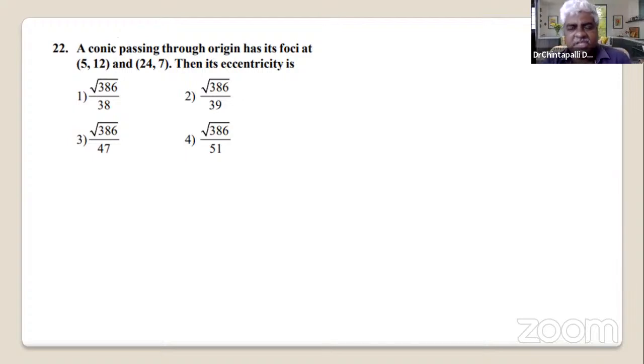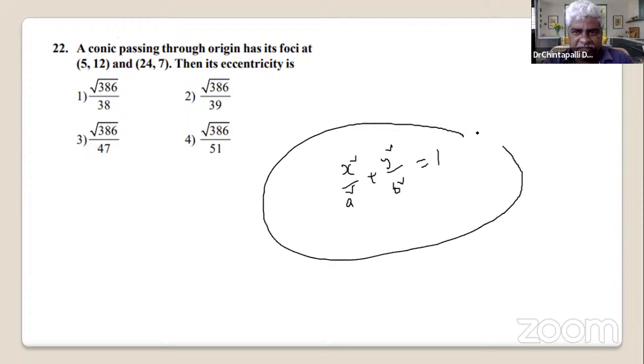There is a story, as we discussed: SP plus S dash P is equal to 2a. How does it come, right? And there is an interesting story behind x square by a square plus y square by b square is equal to 1. It is the standard equation of the ellipse, right? The story behind it will be explained in the next class.